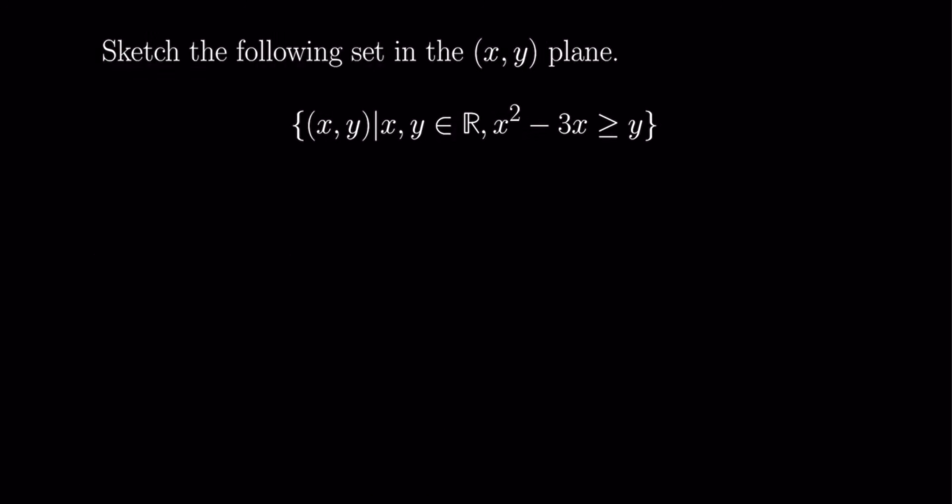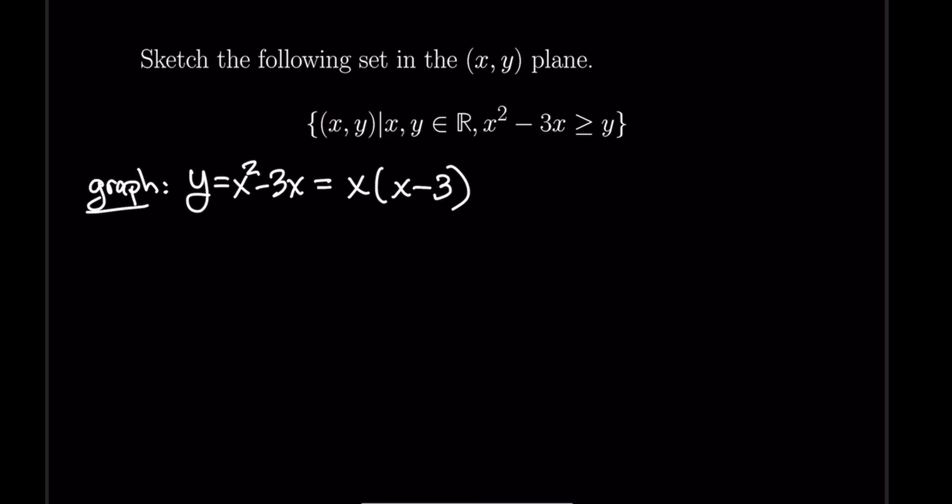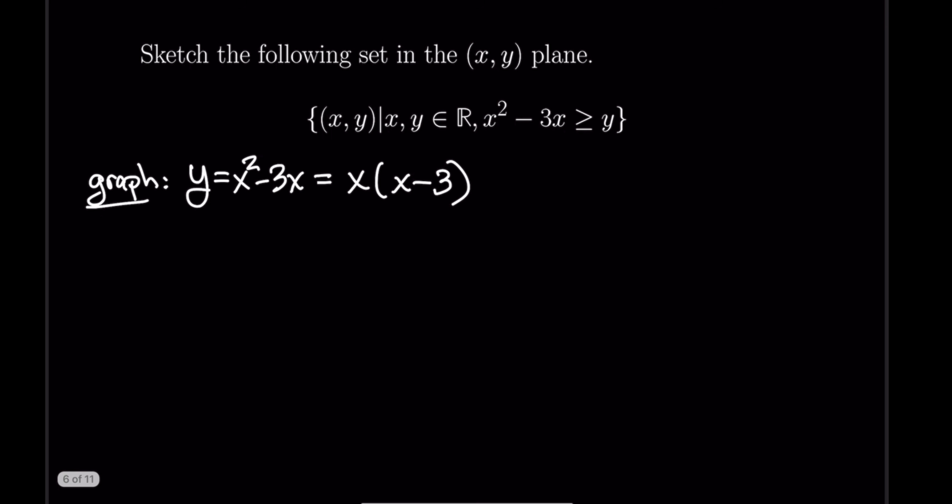Okay, moving on. Now we'll sketch the following set in the xy plane. I like these quite a bit. So let's see, we've got all real numbers x, y put into an ordered pair, satisfying the inequality where x squared minus 3x is bigger than or equal to y. Let's start by graphing y equals x squared minus 3x. Notice we can factor that as x times x minus 3. So this is a parabola, and we have x-intercepts at x equals 0 and x equals 3.